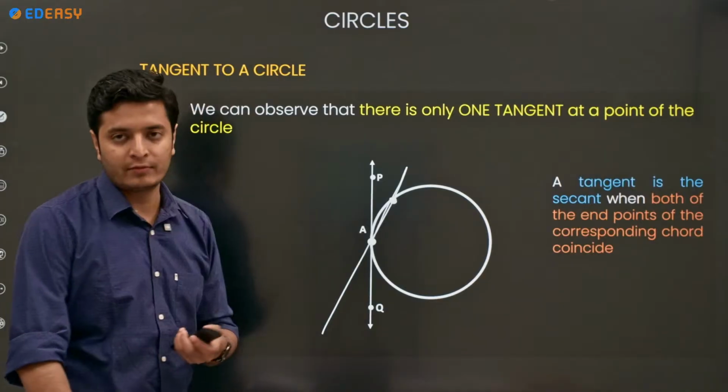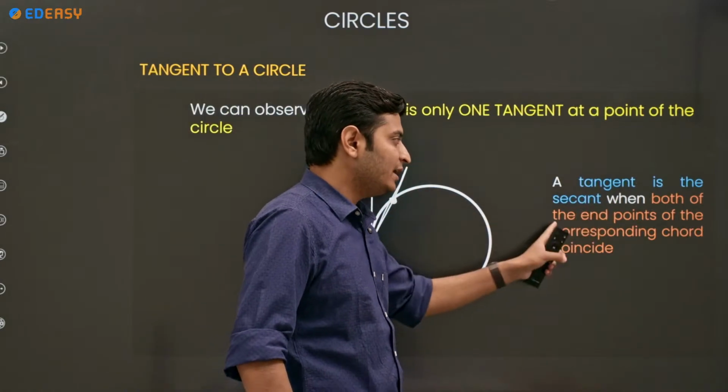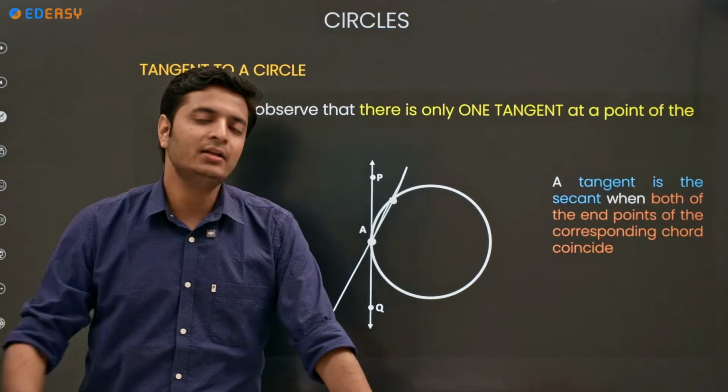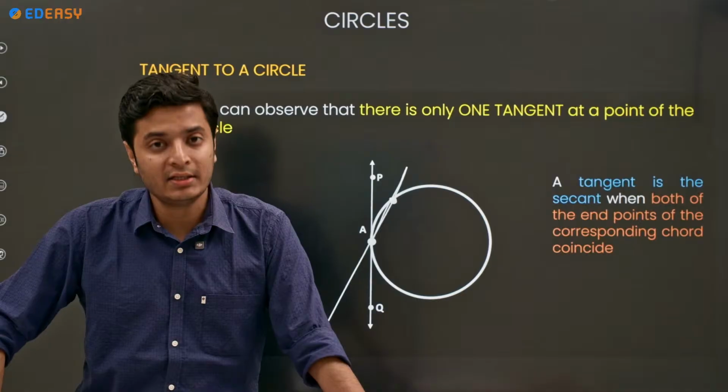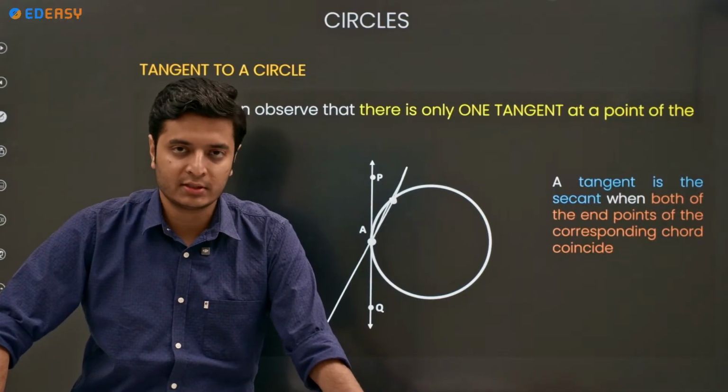One observation. Now, a tangent is the secant when both the endpoints of the corresponding chord coincide. A tangent is nothing but a special case of the secant of a circle. See, a secant is having two points of intersection, correct?